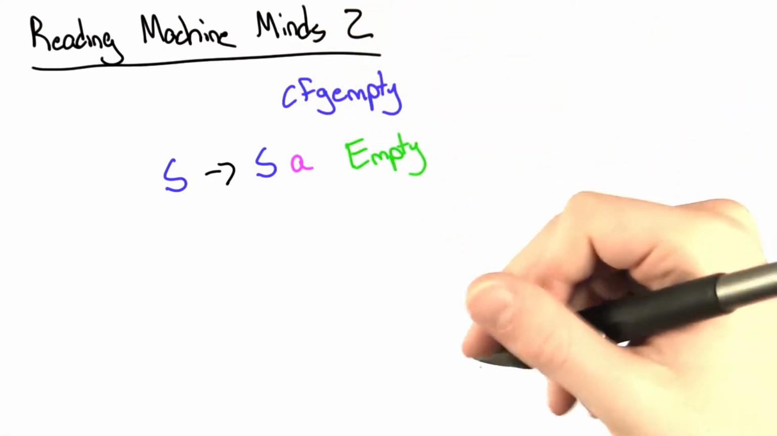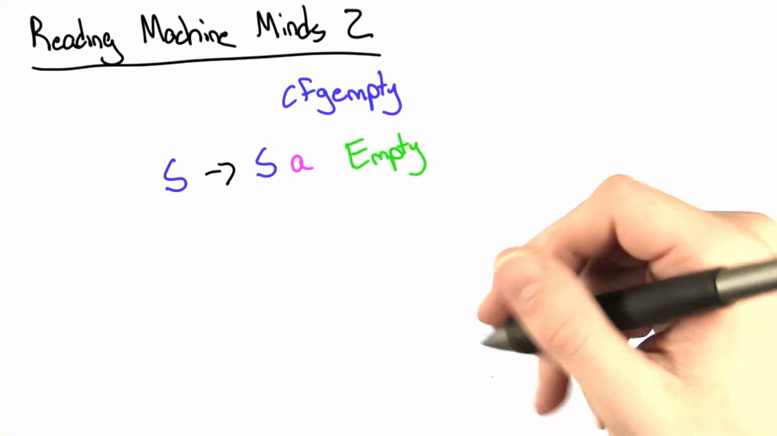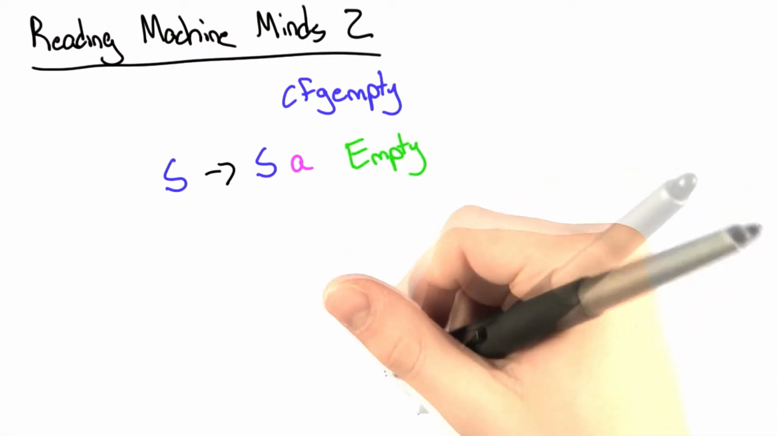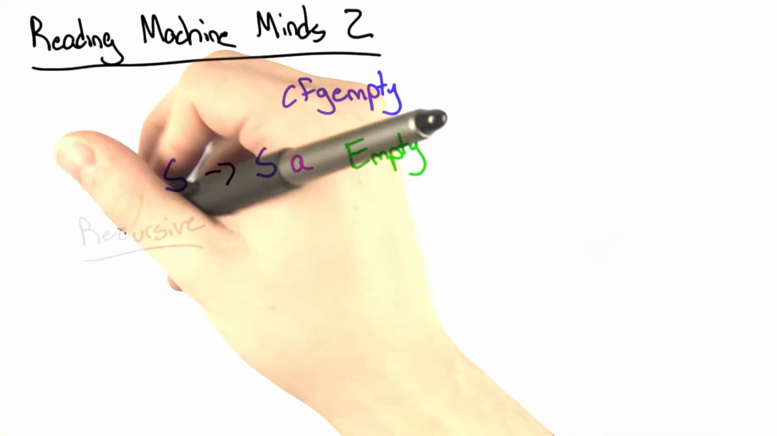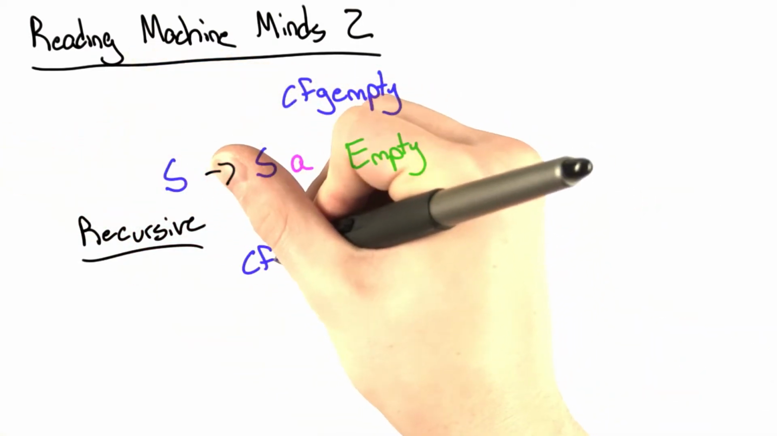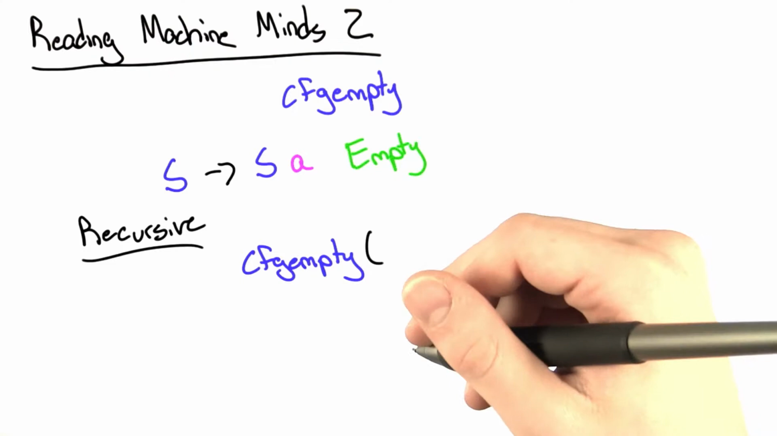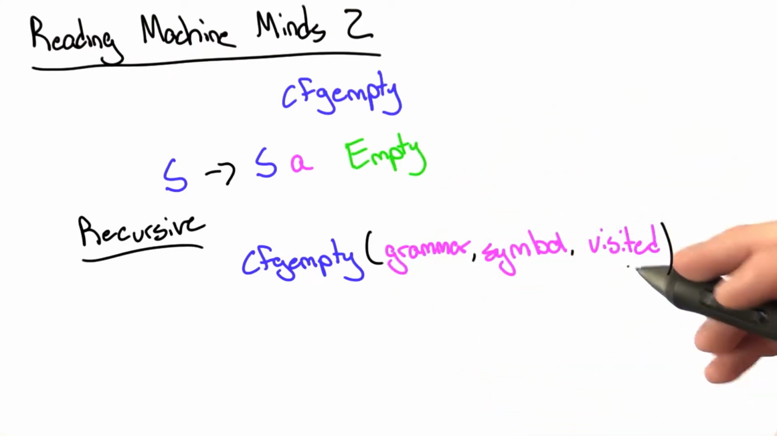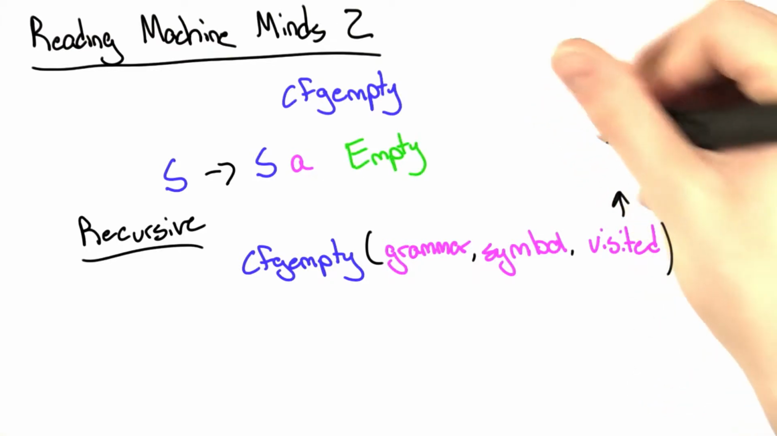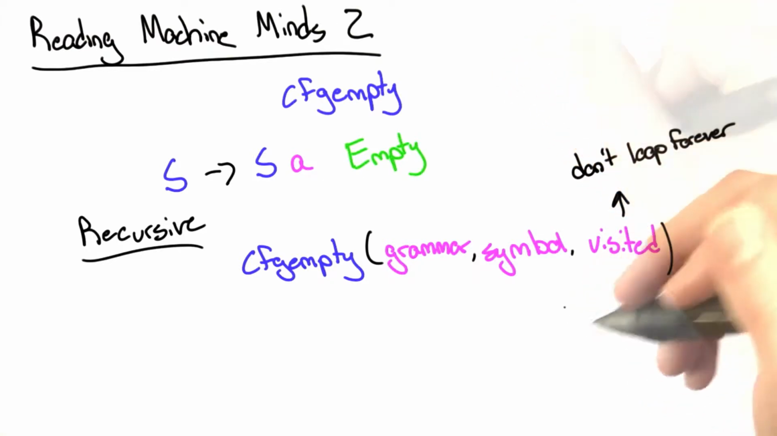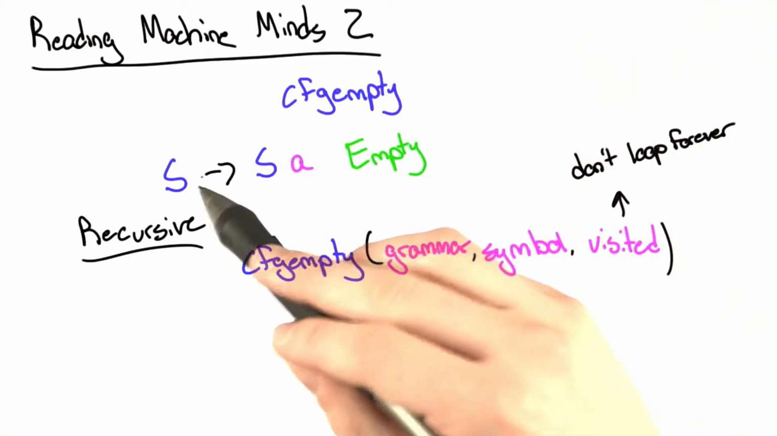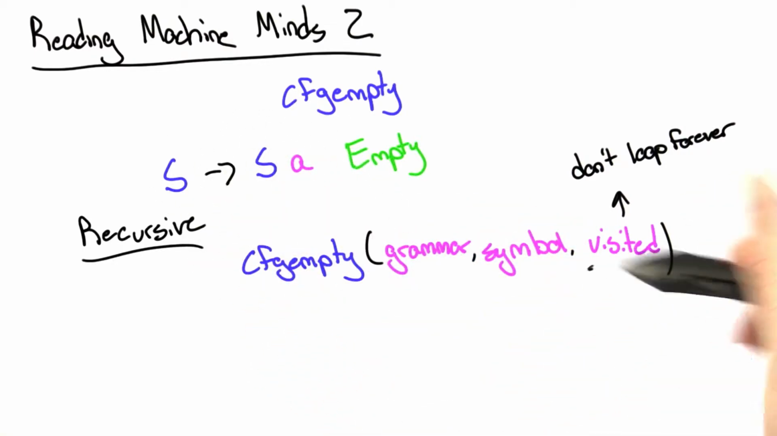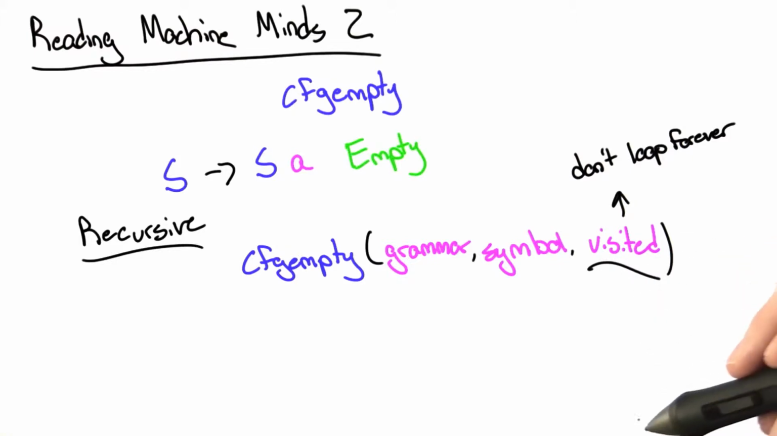We want to write a program that does this for us because, well, it can get pretty complicated. As is the case with most of these examples, we're going to use a recursive strategy. As I said before, our procedure takes in three inputs: the grammar, the symbol that we're on, and the symbols that we've visited. This is important so that we don't loop forever. An empty language is going to be one where we keep visiting the same states over and over again without ever finishing. So this is really crucial to making this function work.